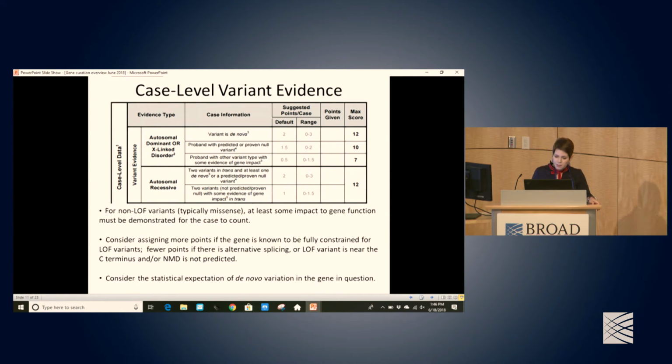When you're dealing with loss of function variants, you could consider upgrading if the disease mechanism appears to be loss of function and you see that the gene is fully constrained for loss of function variants and you know that it's a severe onset pediatric condition. And you might consider downgrading if you are seeing things like alternative splicing or the variant is near the C terminus and or nonsense mediated decay is not predicted. You should also just in general consider the statistical expectation of de novo variation in the gene in question as well.